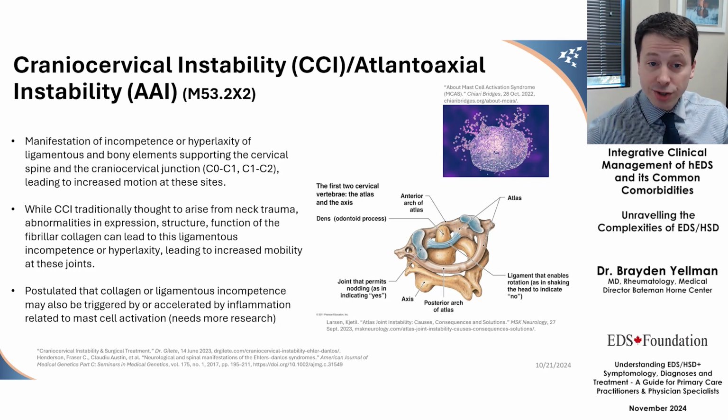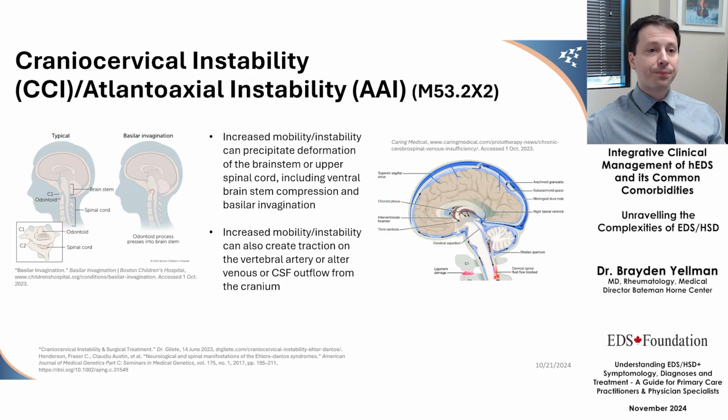While CCI traditionally is thought to arise from neck trauma, when you talk to traditional neurosurgeons, abnormalities in expression, structure, and function of the fibrillar collagen in EDS can lead to ligamentous incompetence or hyperlaxity, increasing the risk for mobility of these joints. And it is postulated that collagen or ligamentous incompetence may also be triggered by or accelerated by inflammation related to mast cell activation, although we need more research on that. And I believe Beth Pollack will be talking on that in her next talk.